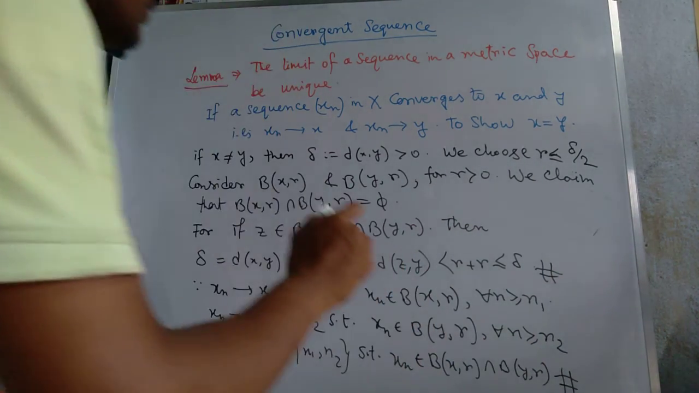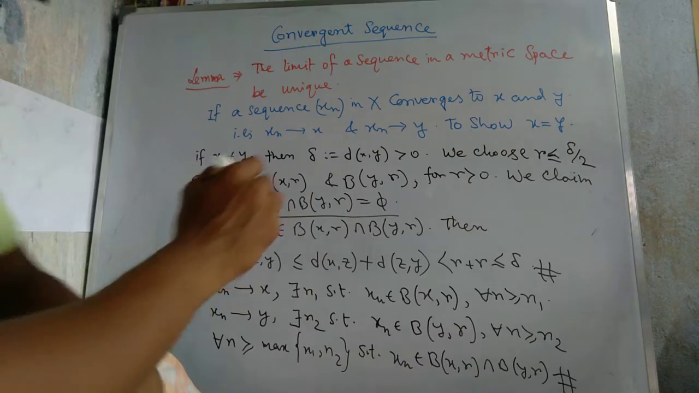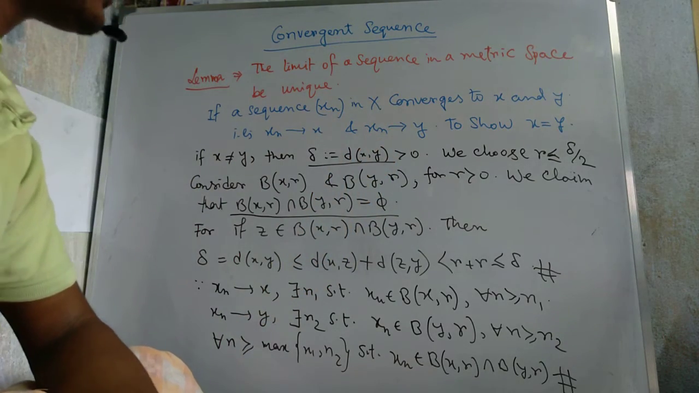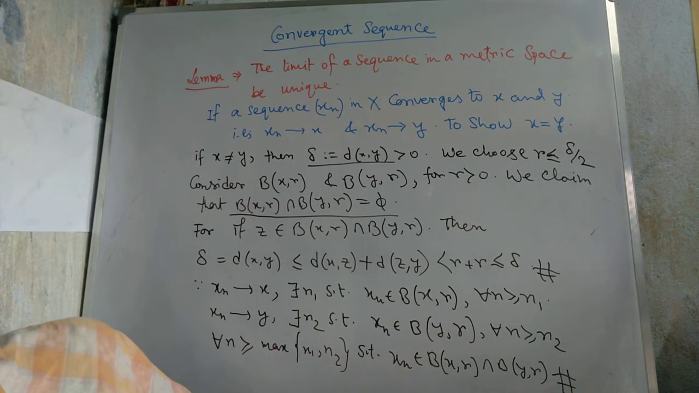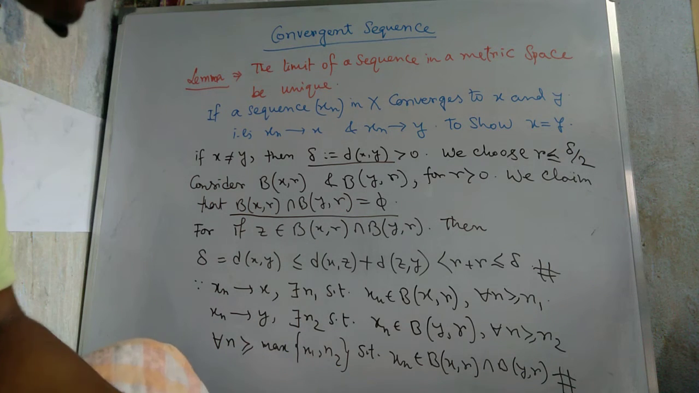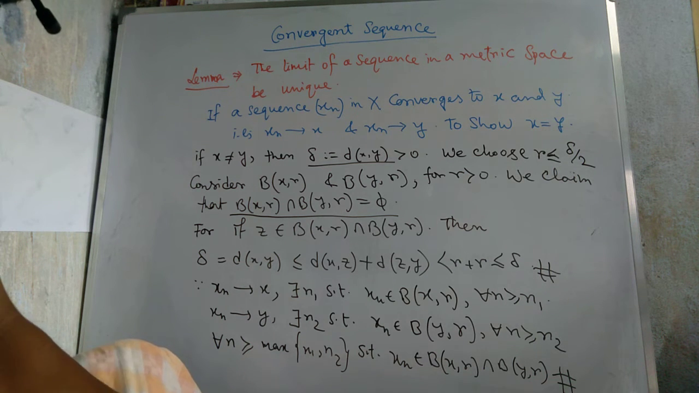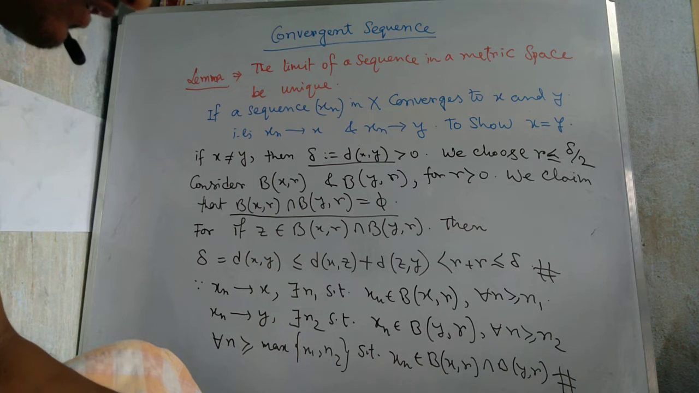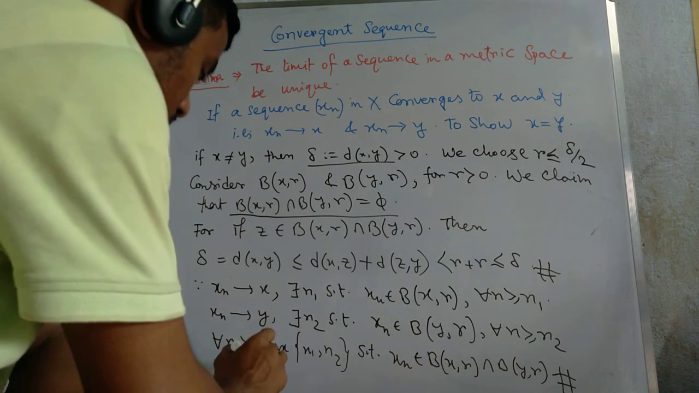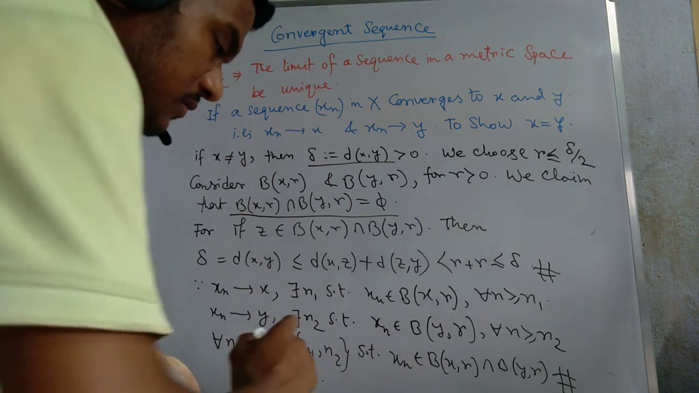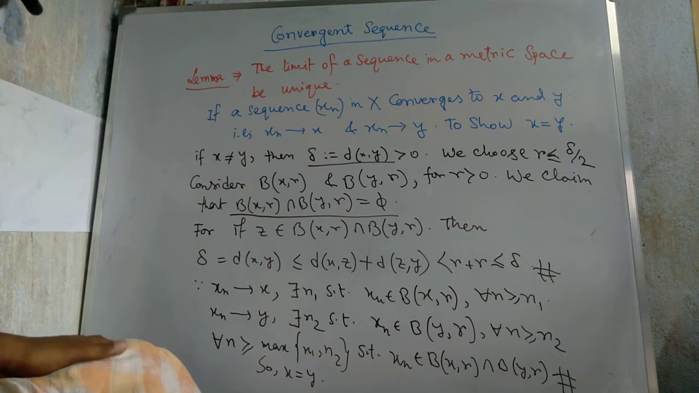This contradicts because we constructed these balls to be disjoint, since x is not equal to y. We found delta as the difference between these two, and r less than half of this difference, so we find two disjoint balls, but here we can't find them. So the limits are not unequal, that means we conclude x equals y. And obviously d(x, y) equals 0.